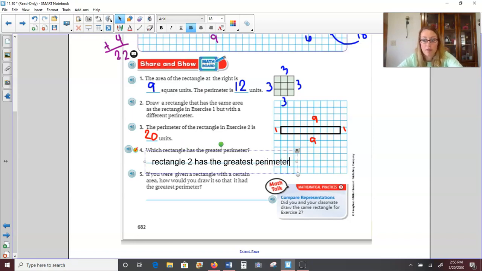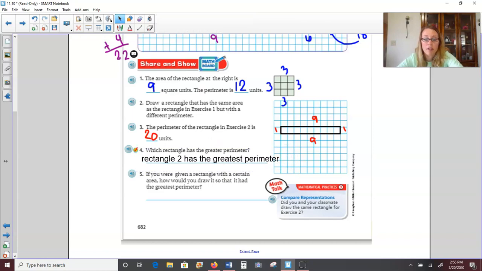All right. If you were given a rectangle with a certain area, how would you draw it so that it had the greatest perimeter? So that's exactly what I was just saying a few moments ago. If you want the greatest perimeter, you need to have the top and bottom be the greatest measurements, which means you want to have a very long, skinny rectangle, and you only want to have 1 unit on 2 of the sides, because that makes it a very long and skinny rectangle.